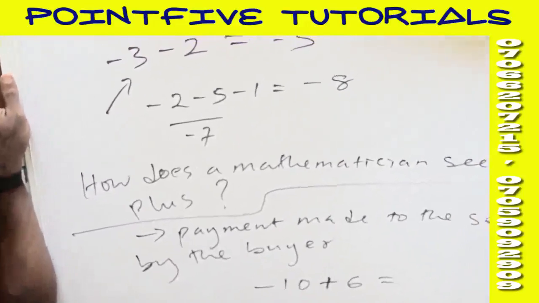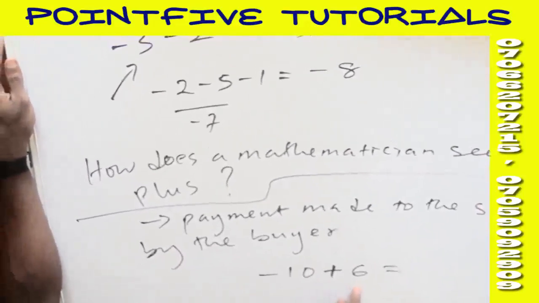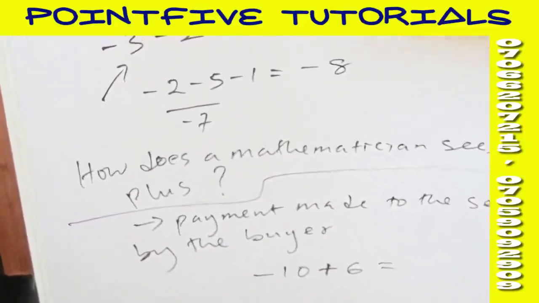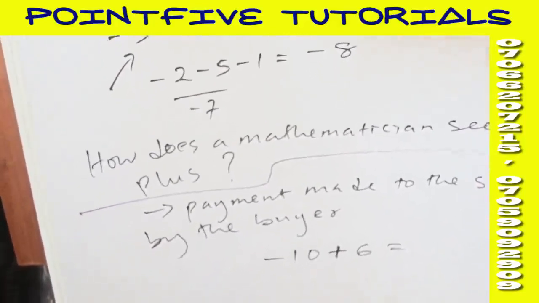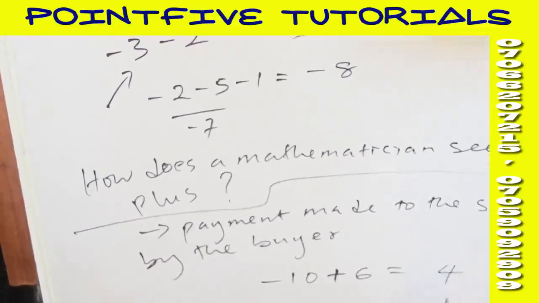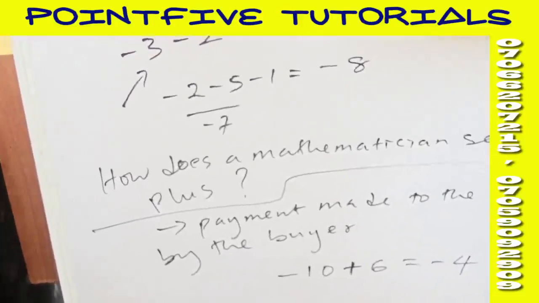Minus 10, you are owing someone 10 naira. Plus 6 means that you are paying 6 naira against the 10 naira you are owing. You are owing me 10 naira. When you want to pay me, you gave me what? 6 naira. Mind you that you are still owing me what? 4 naira. You can't tell me that you have finished paying me.